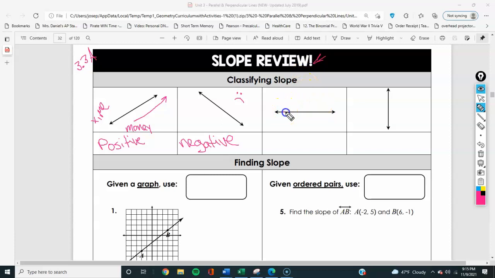Now here, over time, my money is not changing. It's not going up or down. So that's a slope of 0. And here, time does not exist. Where just money's going up and down without any time going. So that can't be. So that's undefined, no slope. Time has to keep going. Think of time as your x-axis. Okay?